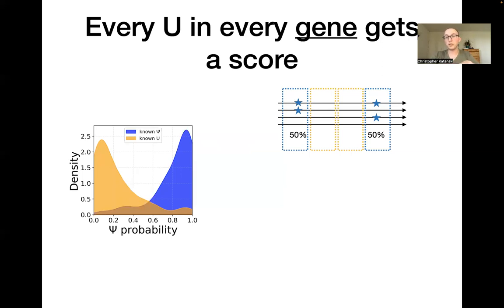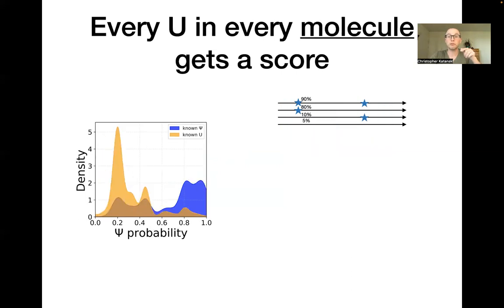Okay, so everything I told you was based on pseudo-U calling at individual sites, based on many reads that map to an individual site. However, Nanopore is fundamentally a single molecule technique. So instead of assigning a score to any particular site, we can actually assign a score to every individual read, every molecule that maps to that site. And so that lets us ask different questions. In particular, we can ask how pseudo-U sites on the same molecule talk to each other.